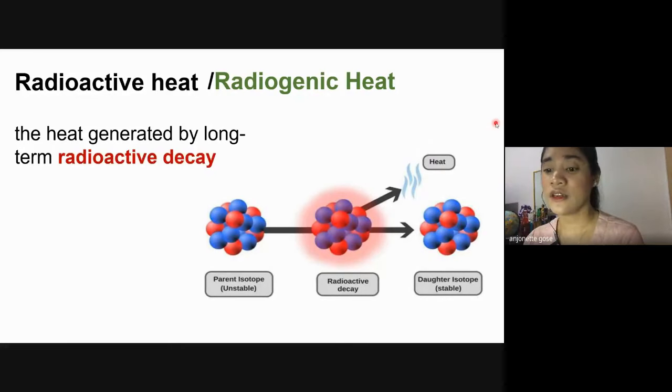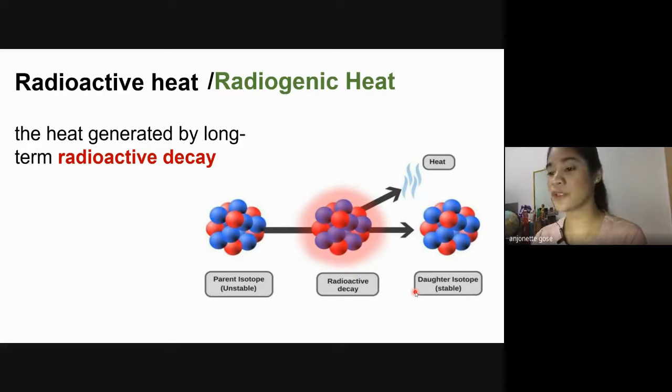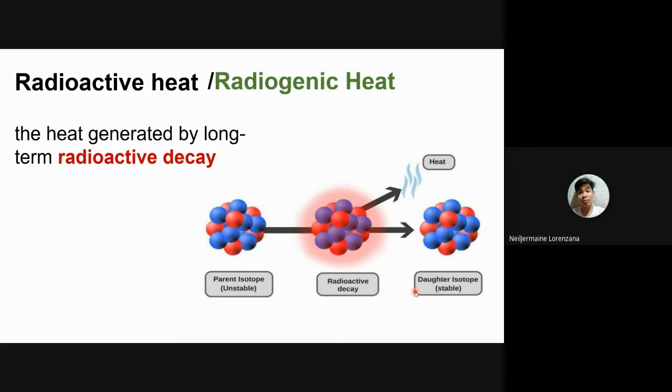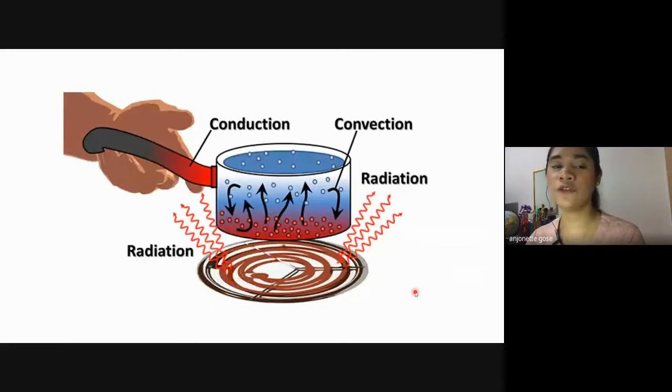Are we clear? Clear po ba tayo doon? Yes po. Okay. So, yun po yung sources of heat. We have the Earth's internal heat. We have the primordial heat and the radiogenic heat. Ulitin ko lang, pag primordial, ito yung heat originated during the early formations of the Earth, due to accretion of the rocks or the asteroid rocks. And the radiogenic heat is caused by the decay of the radioactive elements. And that's all for that part.